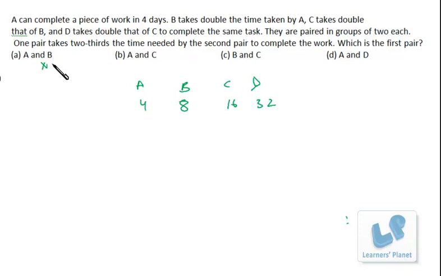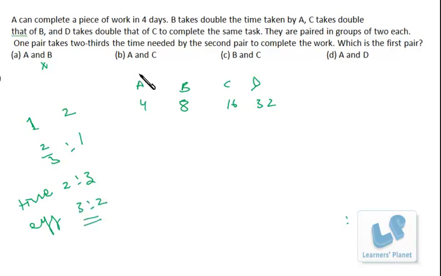Now A and B cannot be the right option because they will be taking much less time than C and D. So we cannot take A and B as a correct choice. Now let's take A and C. Friends, the important thing over here is that one pair is taking 2/3 time of the other. Suppose this is pair 1 and this is pair 2. So the timing ratio is 2/3:1. So that is 2:3. So this is the time ratio, or we can say the efficiency ratio will be 3:2.